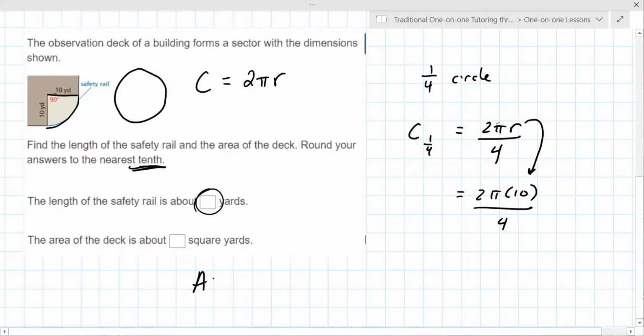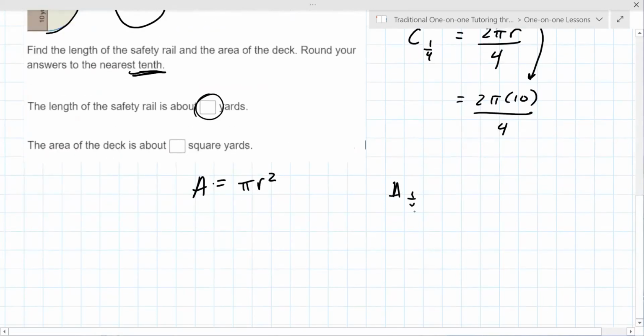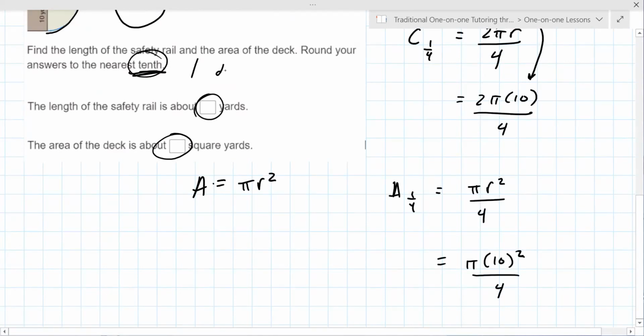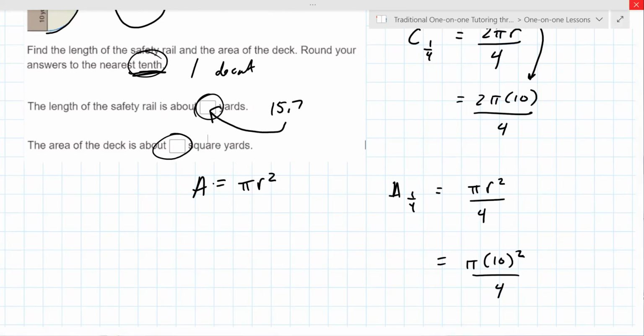All right. So then the area of the deck now. The area is pi r squared, but you want the area of a quarter circle. So that's pi r squared divided by 4 because you want a quarter of it. Your r is 10. You can enter this again into that Desmos, round to the nearest 10th, 1 decimal place. So it'd be 15.7 if that's what you got there. Yeah, this one I have 78.5.